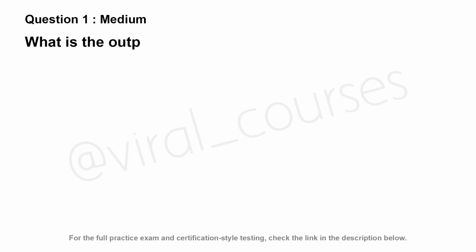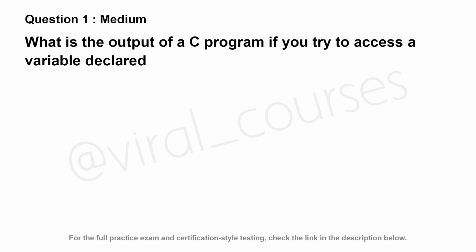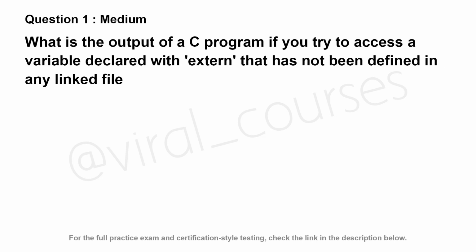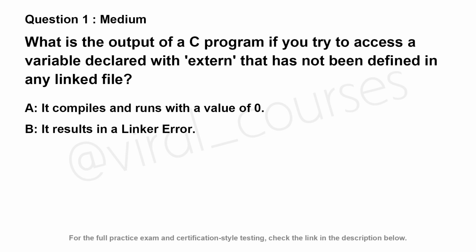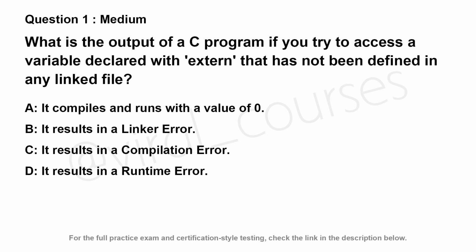What is the output of a C program if you try to access a variable declared with extern that has not been defined in any linked file? Option A. It compiles and runs with a value of 0. Option B. It results in a linker error. Option C. It results in a compilation error. Option D. It results in a runtime error.